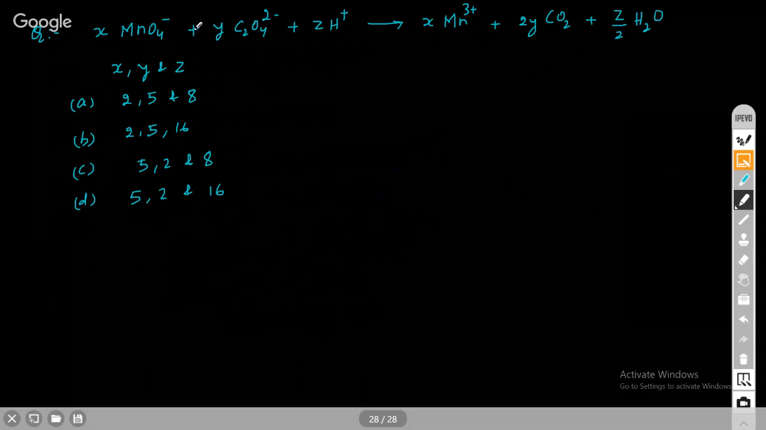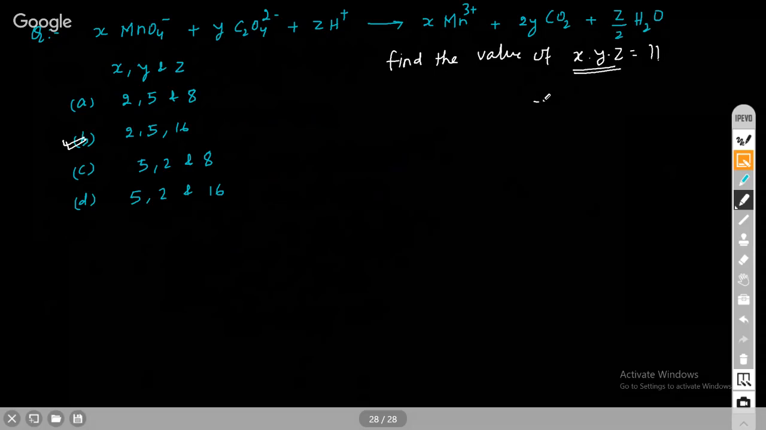Sometimes when elements are balanced, charge will also be balanced, but you have to keep that in mind also. When you put 2, 5, and 16 here, you'll see all these elements will be balanced. That is the way to solve this question when they're asking x, y, and z. But suppose the option is not this, and the question is the same, and they ask: find the value of x into y into z, the product of these. They can form any expression.